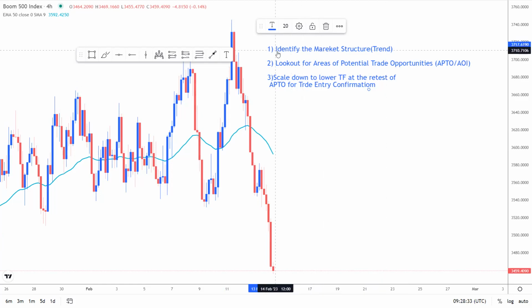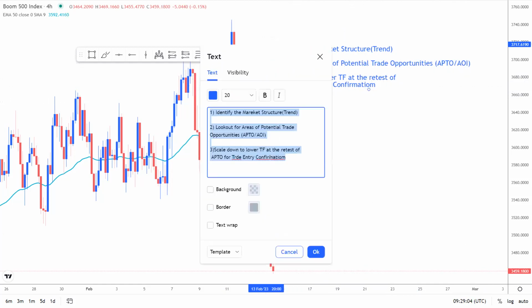And then once you can clearly identify the market structure, you want to look out for areas of potential trade opportunities, for longs and shorts. Majority of you know it as areas of interest, AOI. The same thing. Then the third thing you want to do is scale down to lower time frames at the retest of your identified areas of potential trade opportunities for trade entry confirmations.